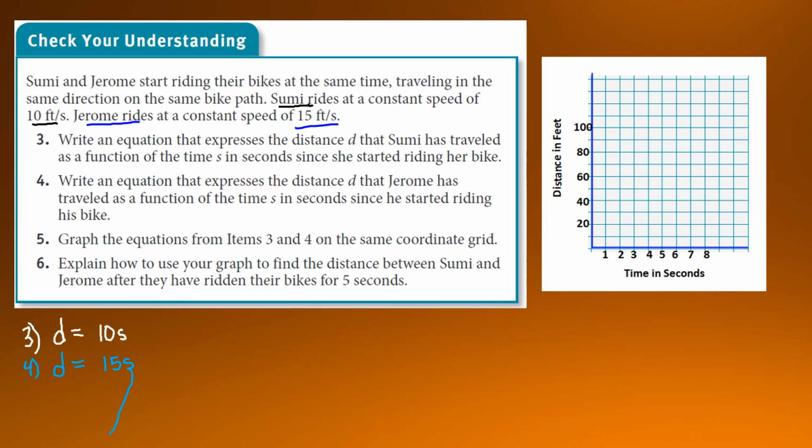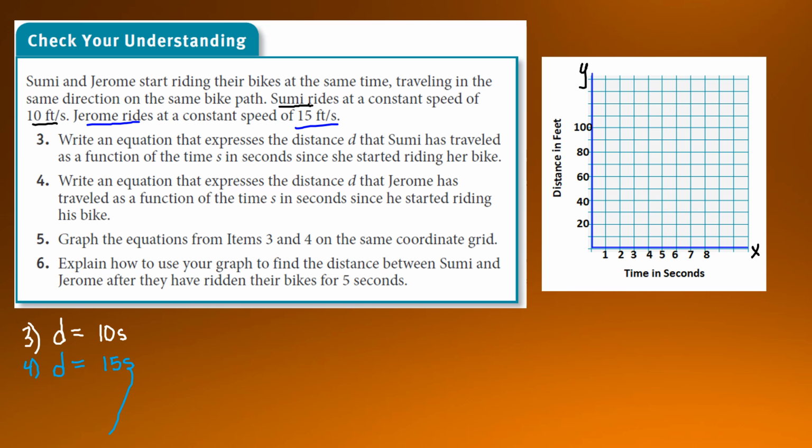So then we're supposed to graph the equation. So take a minute and set up a graph. This is the scale I chose, going by singles on the seconds and going by tens on my distance in feet. So this will be my x-axis, this will be my y-axis. So go ahead and pause it and get your own graph set up if you haven't already. And then we're going to graph them.